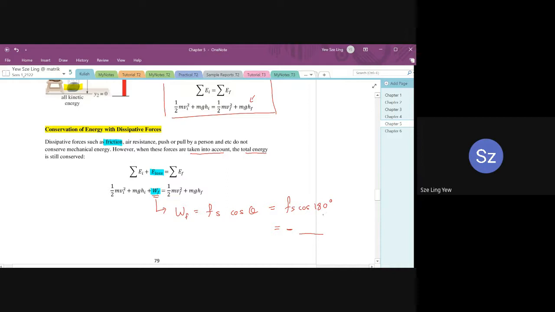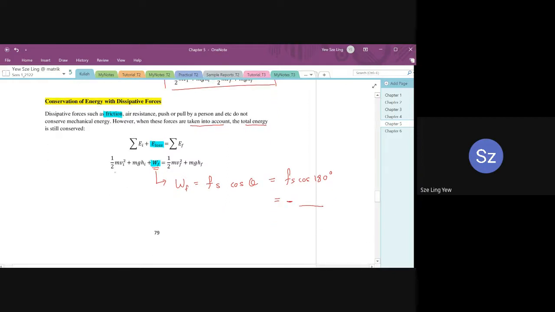So this equation is basically initial kinetic energy plus initial potential energy minus energy loss equals final kinetic energy plus final potential energy. So WF is the energy loss. This energy loss is caused by friction. Okay, if the question wants you to calculate it.